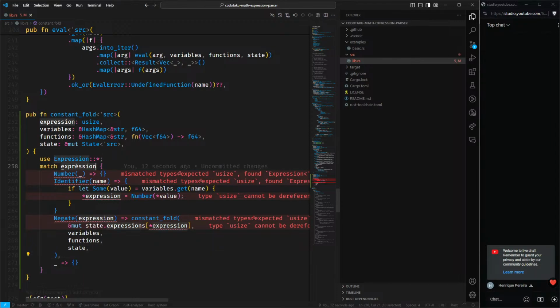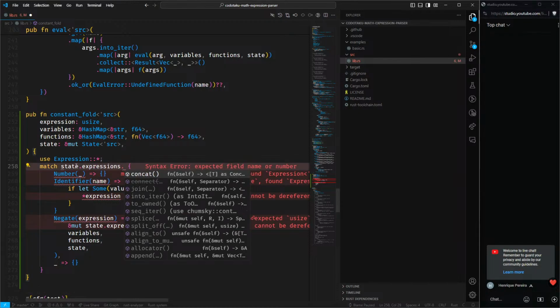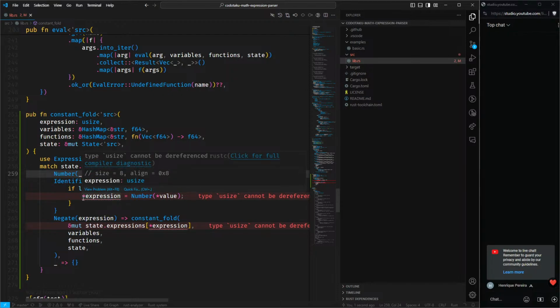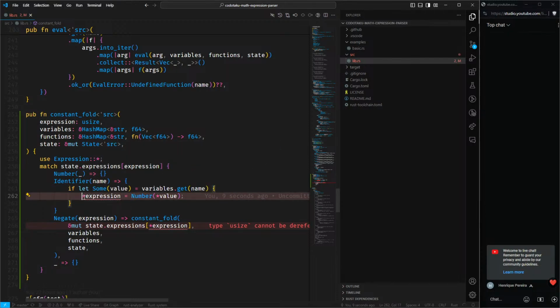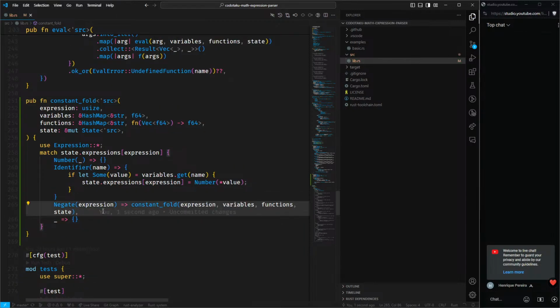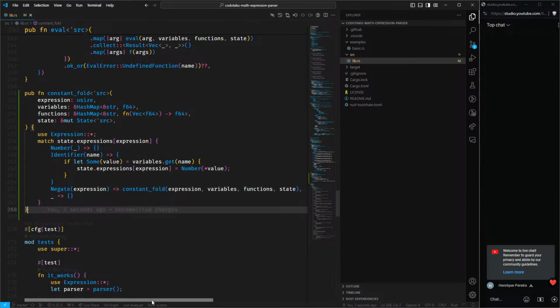Alright, so let's fix this right now. We're gonna go with state.expressions, and we're gonna go with the expression here as the index, and there you go. The first thing got fixed. Second thing, we're gonna do the same here. So state.expressions expression is equal to Number value. And now, instead of doing this weird thing right here, we could just return expression directly because it's already usize. So ConstantFold expression variables function state. And now we don't have that nasty borrow checker problem anymore.